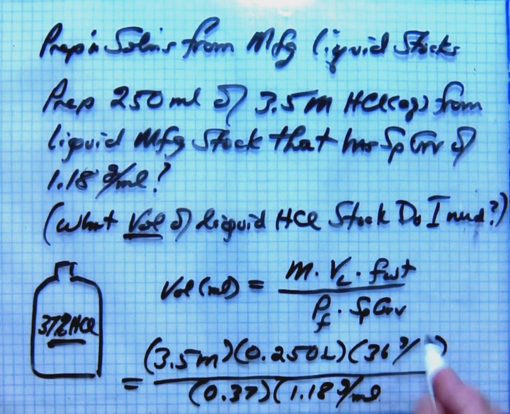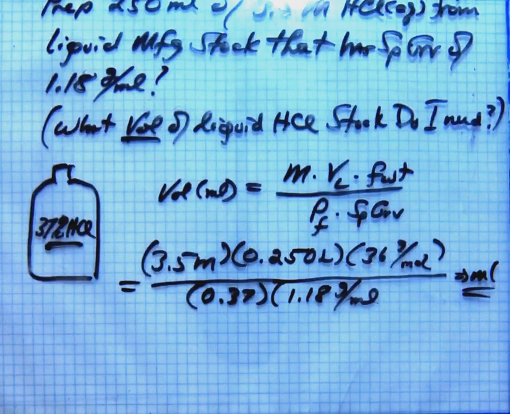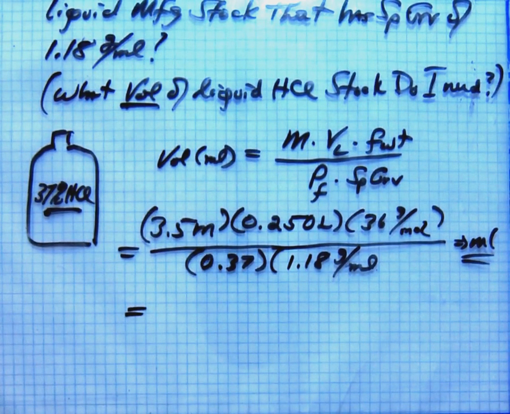That's mole, not milliliters. M-O-L, right there. And when all's said and done, this thing's going to give you how much you need to extract and dissolve up to, but not to exceed 250 mils. So it's 3.5 times 0.25 times 36 equals, divided by 0.37 equals, divided by 1.18 equals 72.15.